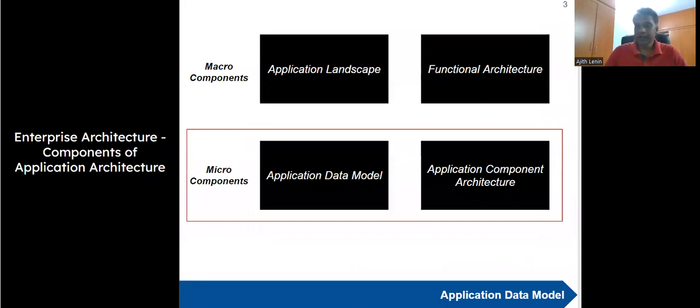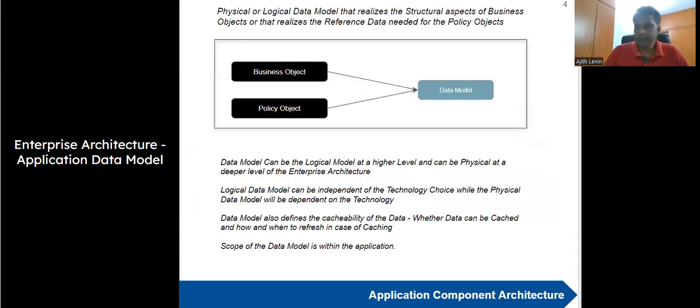Last week, we looked at the macro components of the application architecture, which are the application landscape and the functional architecture. This week, we'll look at the micro components, which are the application data model and the application component architecture. I don't want to go very deep into this because these are common knowledge, but I'll touch upon them so that I can complete the storyline. To start with, let's look at what the application data model is.